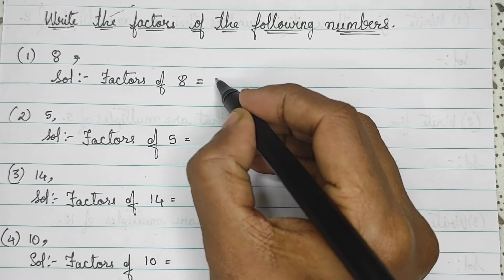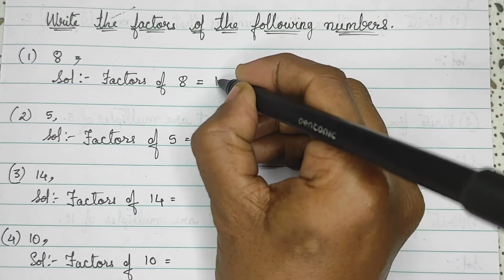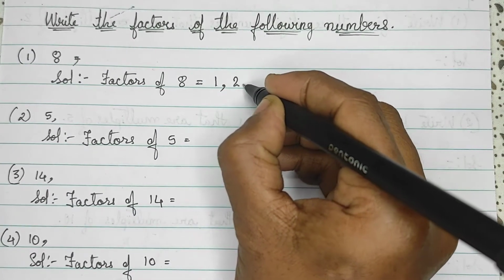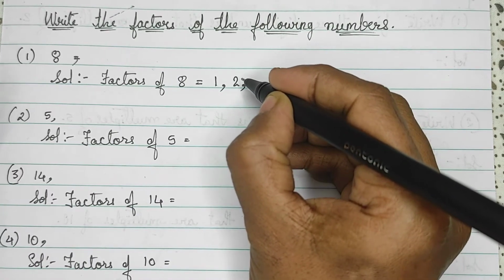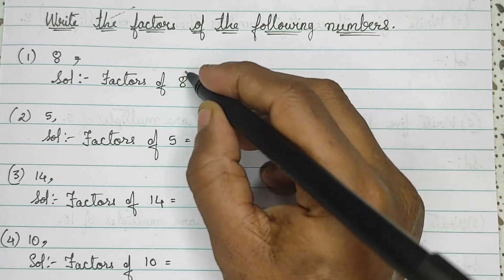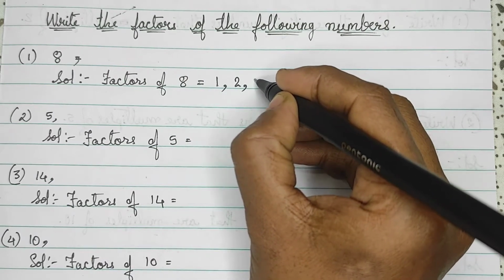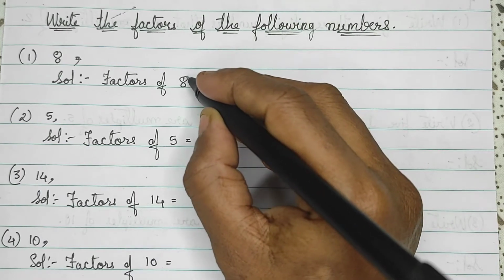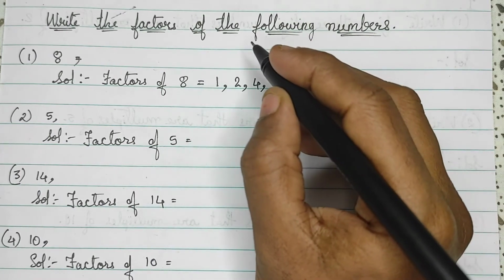So let's see 1. We can divide 8 by 1. Then 2 4s are 8, that means 2 and 4. So 3. In 3's table 8 is not divisible. So directly 4. And then 5 not divisible. 6 is also not divisible.